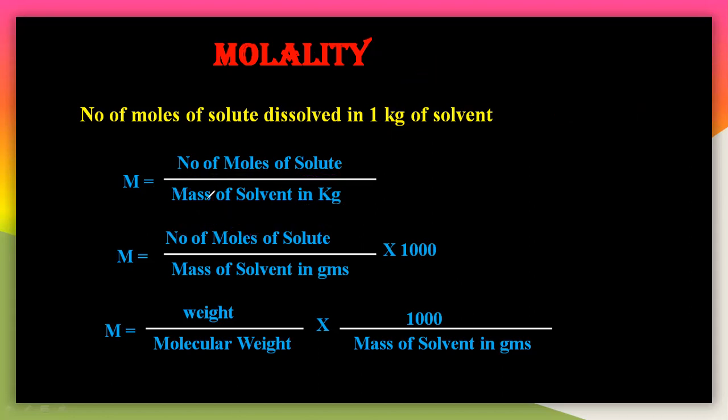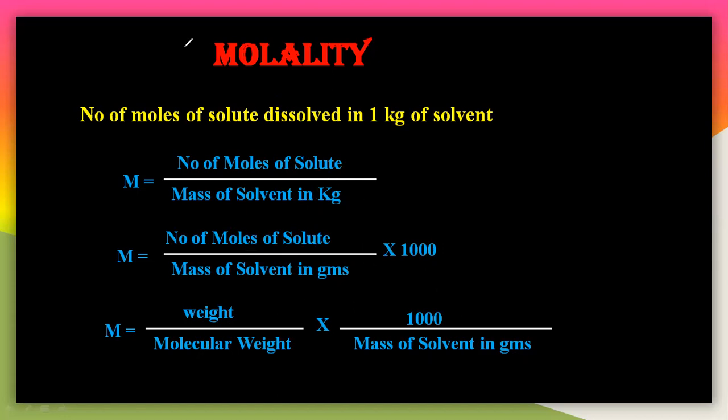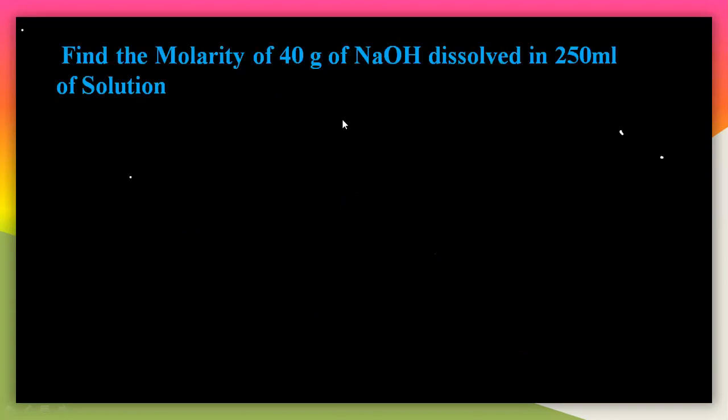So this is the formula again. If the mass is given in grams, you have to use only kg, so grams divided by 1000. This 1000 will be on the right side like this. The numerator, the moles of solute, is weight by molecular weight, multiplied by 1000 by the mass of solvent in grams. It is a very simple formula to calculate the molality. Let us see one problem so you can easily understand.